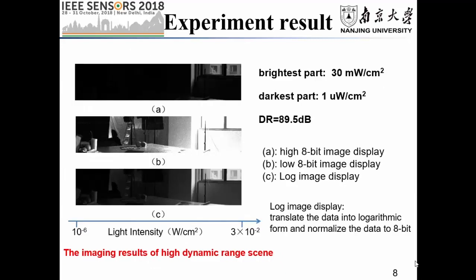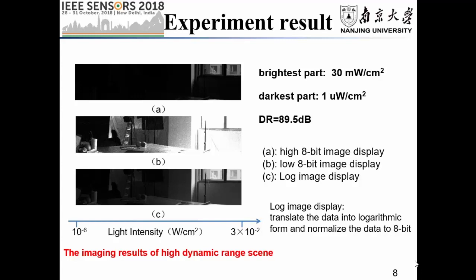So we carried out another experiment. Here the outside is the brightest part and is 30 milliwatts per square centimeter, and the darkest part inside is 1 microwatt per square centimeter. So the dynamic range is 89.5 dB. In picture A, we can see that the outside is clear, but the inside is indistinguishable.